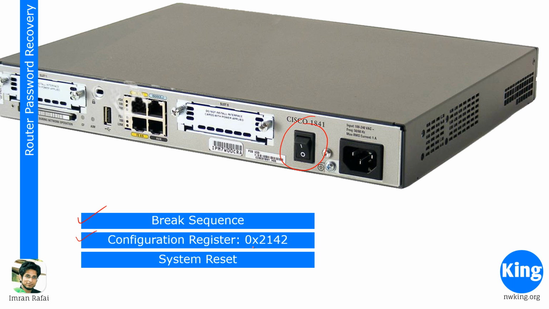So for a normal router, the config register stays at a value of 0x2102, which means load the startup config. If the config register is 0x2142, the difference is a 4 here and a 0 there.